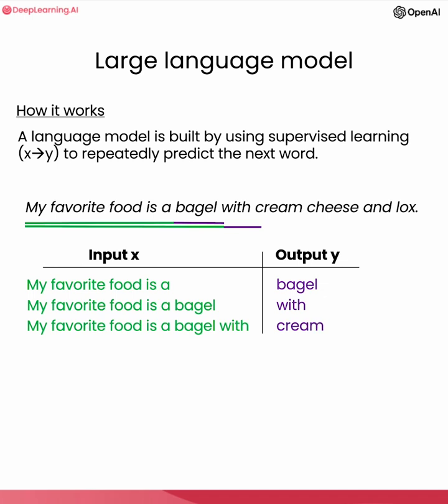And given a large training set of hundreds of billions or sometimes even more words, you can then create a massive training set where you can start off with part of a sentence or part of a piece of text and repeatedly ask the language model to learn to predict what is the next word.